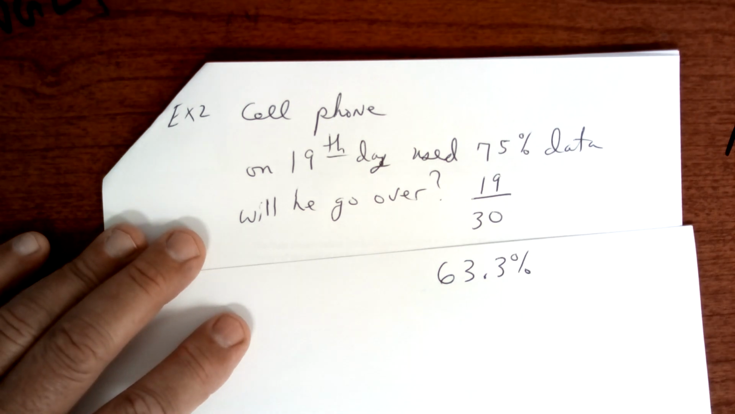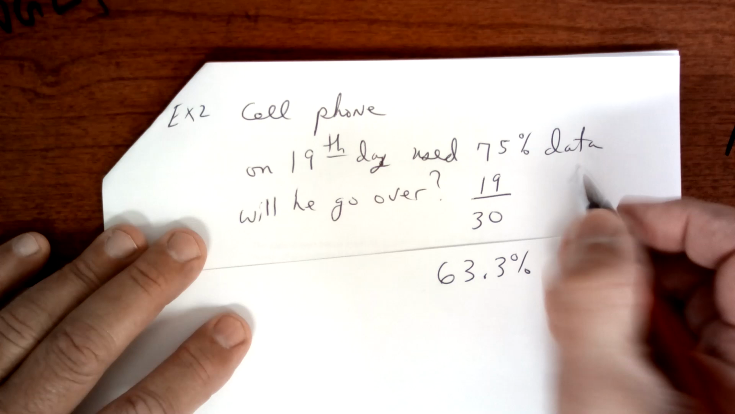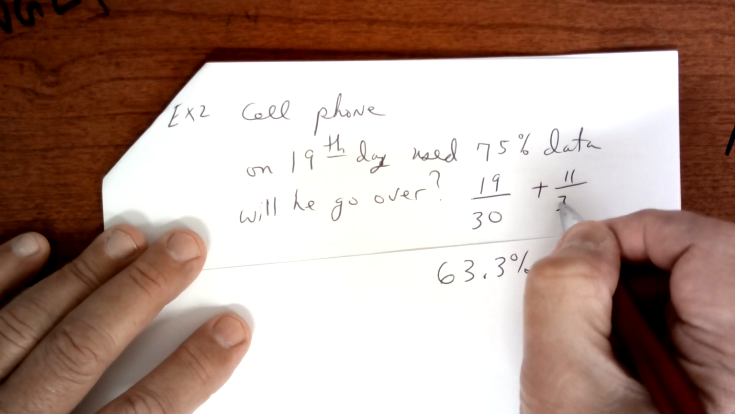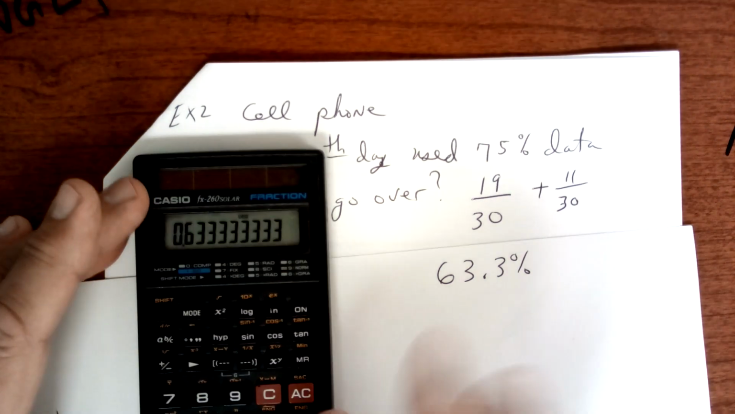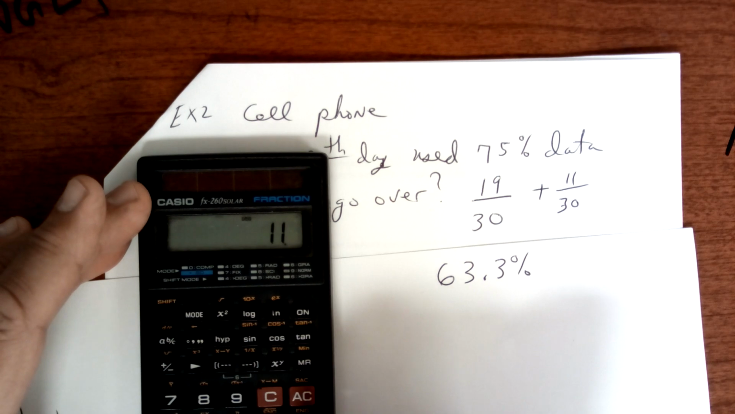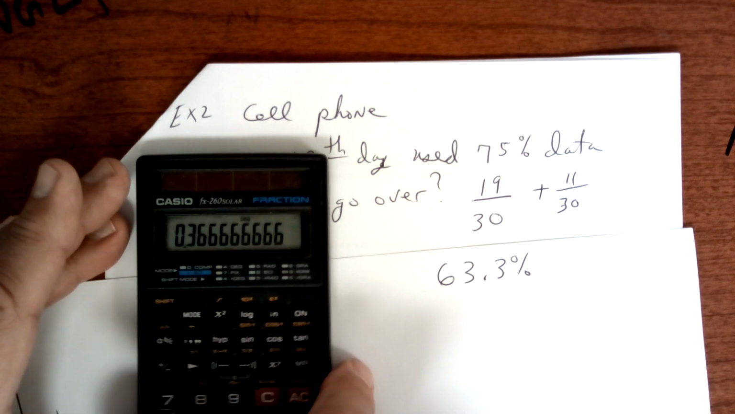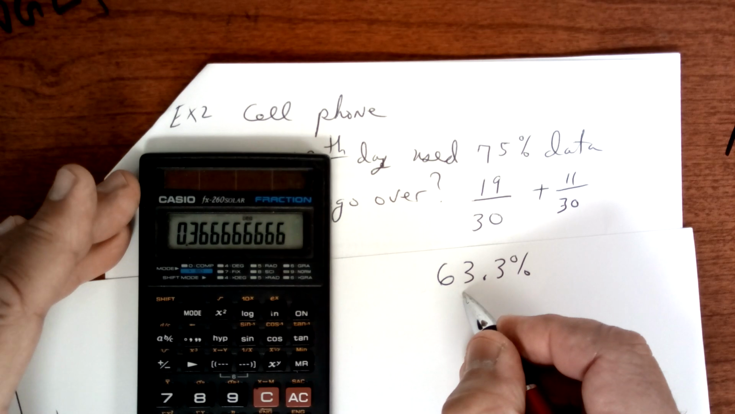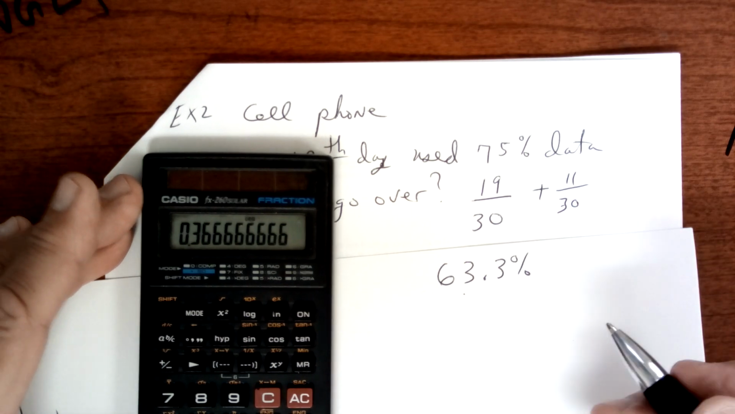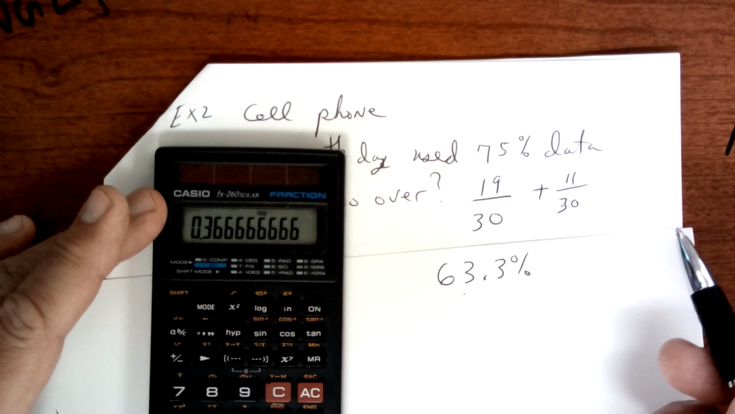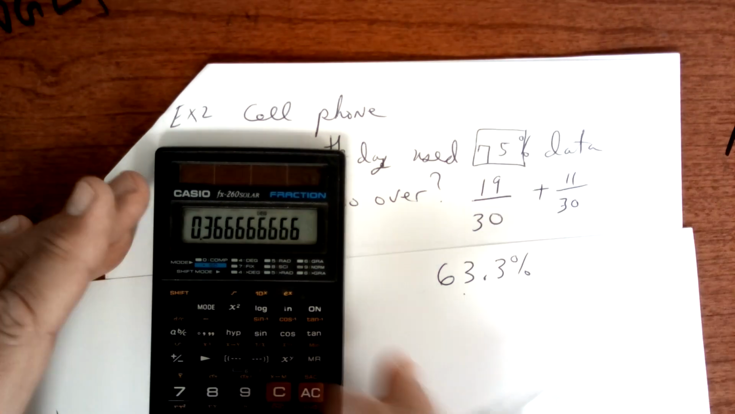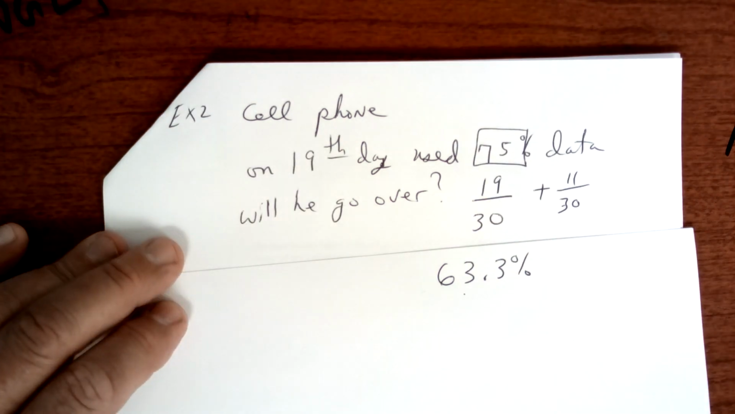Okay? So if you look at that, how many days are left? Well, looks like there's 11 days left. Let's see what that is. 11 divided by 30 is going to give you the remainder here, okay, which is 0.366, and they've already used 75%. So they're going to go over their amount.